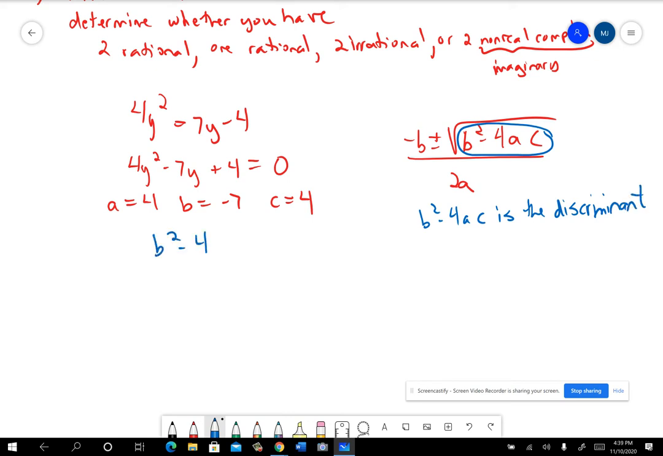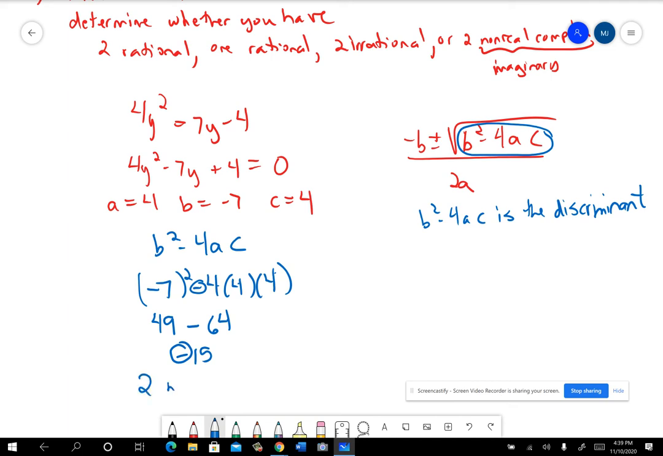So you're going to come over here, take your b squared minus 4ac. Place a b, you put negative 7. a was 4, c was 4. Okay, so that turns out to be 49, 1 minus sign, so that makes it negative. 16 times 4 is negative 64. And so that's going to wind up being negative 15. All right, and since it's negative, I know under the radical I'll have a negative number, so that tells me I have 2 non-real complex solutions.